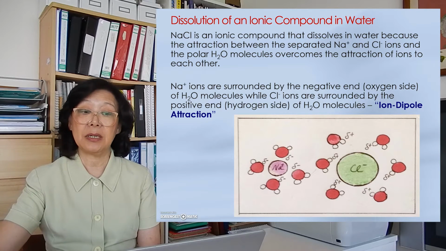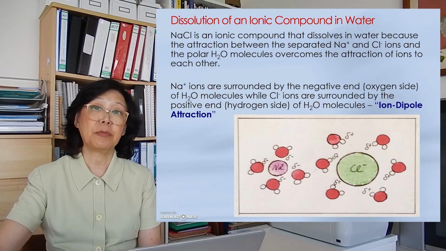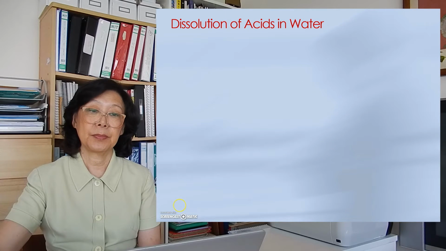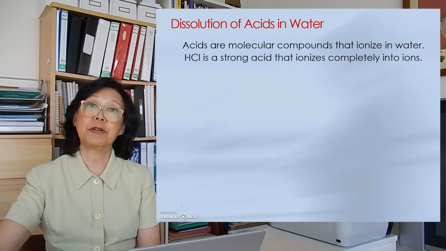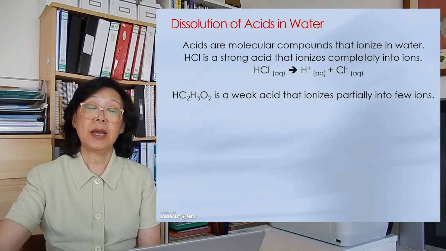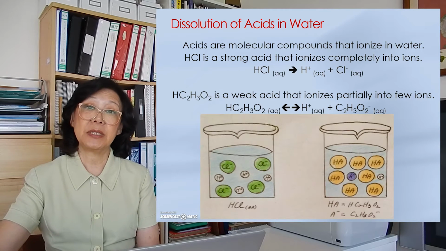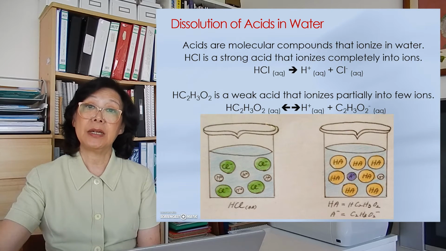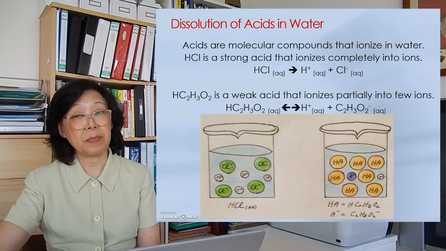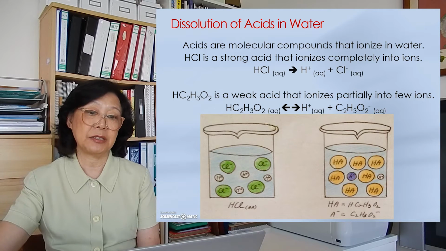This is happening because the attraction between the ion and polar water molecule is stronger than the attraction between the sodium and chloride ions. Here I would like to show you the difference between a strong acid, like hydrochloric acid that ionizes completely, and a weak acid, such as acetic acid, that only ionizes partially. You can see in the diagram that the left-hand side has the hydrochloric acid completely dissociated into ions, while the right-hand side beaker only has very few ions with a lot of acetic acid molecules staying intact.